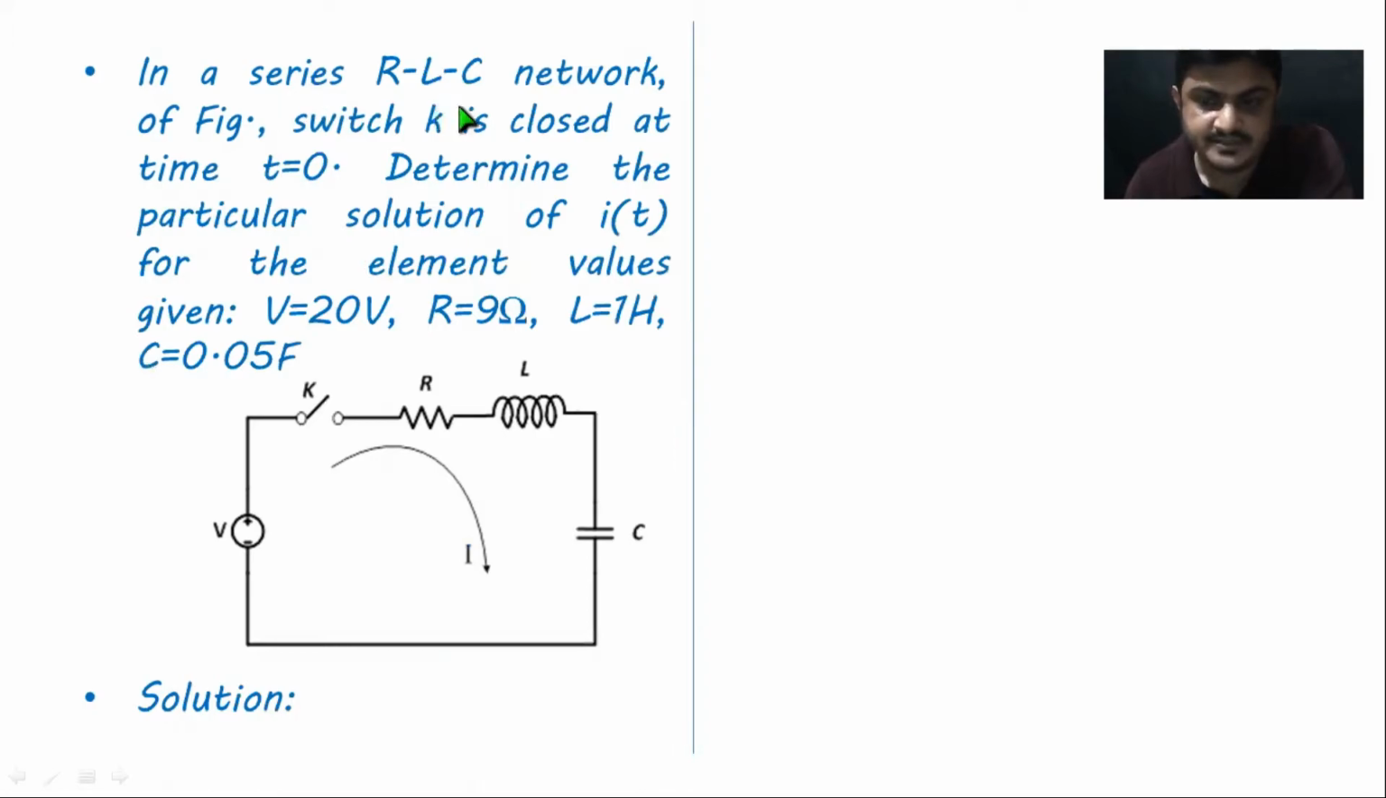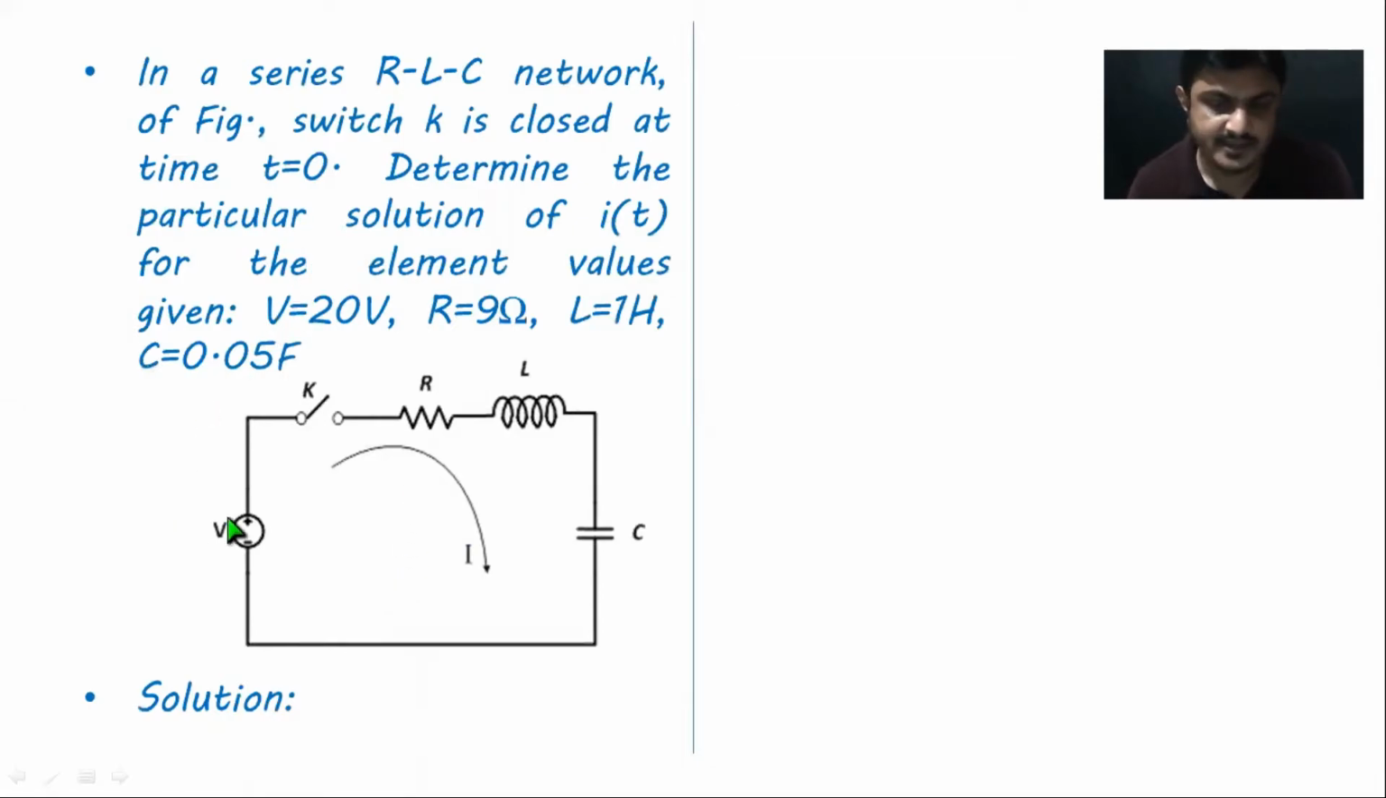In a series RLC network of the figure, the switch K is closed at time t equal to 0. It means that this switch is closed at some time, let us say at 9 a.m. This switch is going to be closed, right? We have to calculate the particular solution for the current which is flowing in this particular circuit.